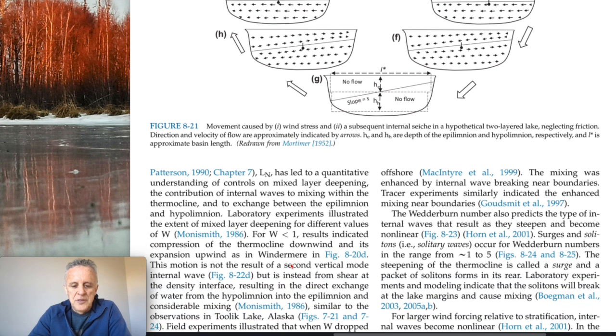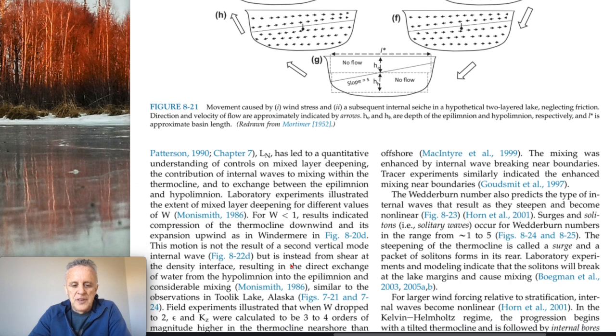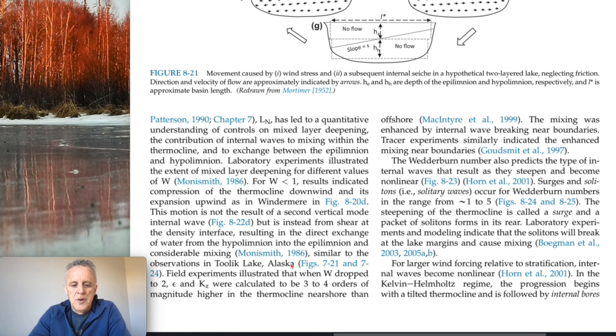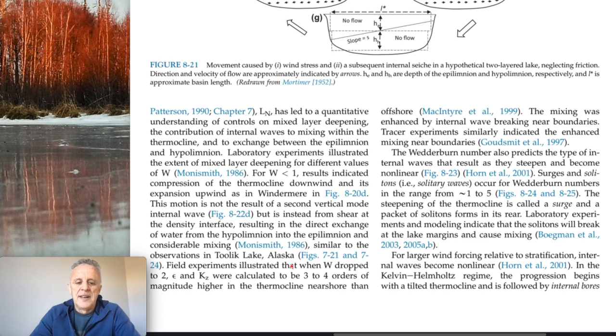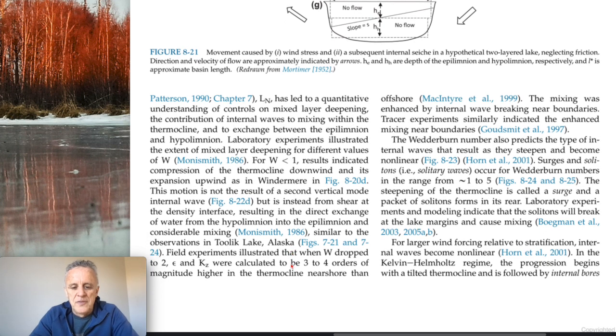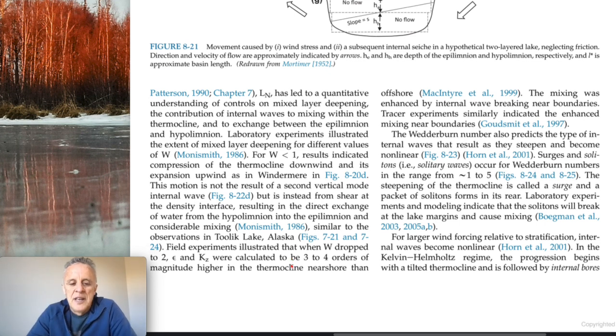Laboratory experiments illustrated the extent of mixed layer deepening for different values of W. For W less than 1, results indicated compression of the thermocline downwind and its expansion upwind, as in Windermere in figure 8.20-D. This motion is not the result of a second vertical mode internal wave, but is instead from shear at the density interface, resulting in the direct exchange of water from the hypolimnion into the epilimnion and considerable mixing, similar to the observation in Tulip Lake.